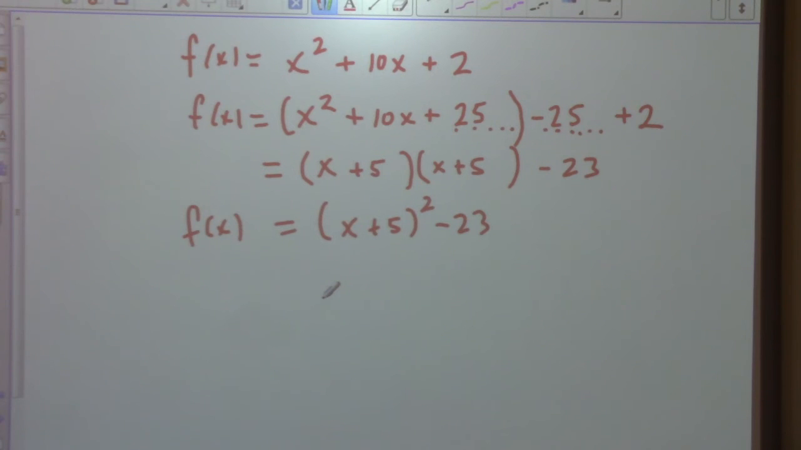But that is completing the square, and so now can we graph this thing a lot easier? We know where the vertex is. Where's our vertex? 5, negative 23. Negative 5. Doing right. Okay, and you'll see that when you graph that same thing up here.